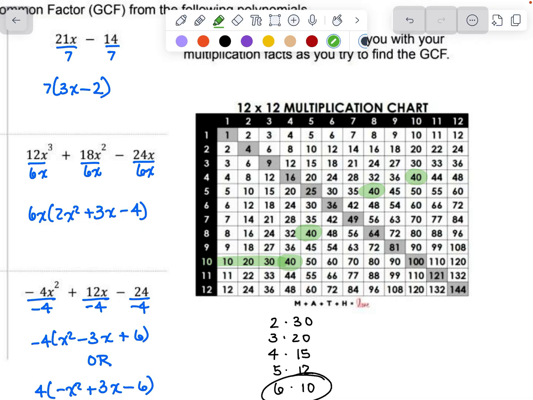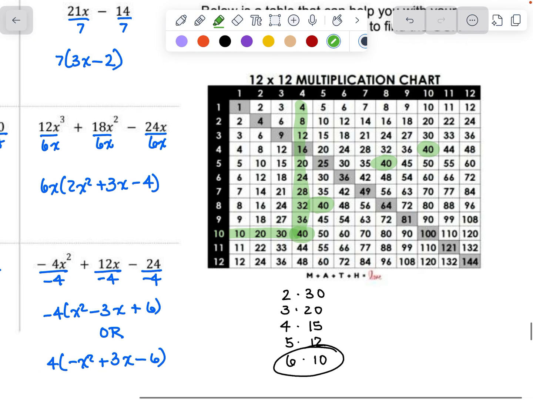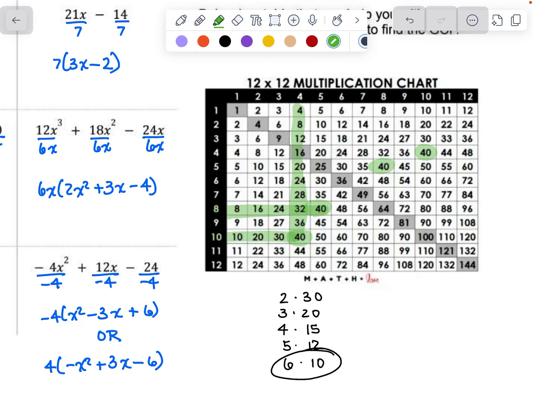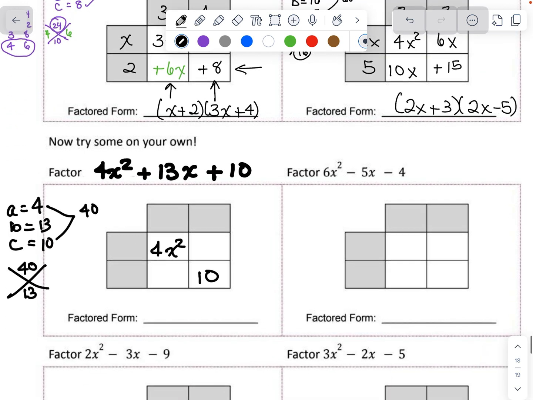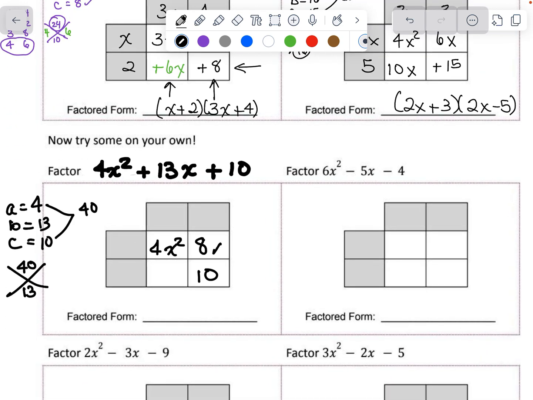So I have 10 times 4. That adds up to 14, so that doesn't help. But then I have 8 times 5. And 8 times 5 is 40, and 8 plus 5 is 13. So this must be 8x and 5x. So my magic pair is 8 times 5. 8 times 5 is 40. 8 plus 5 is 13.